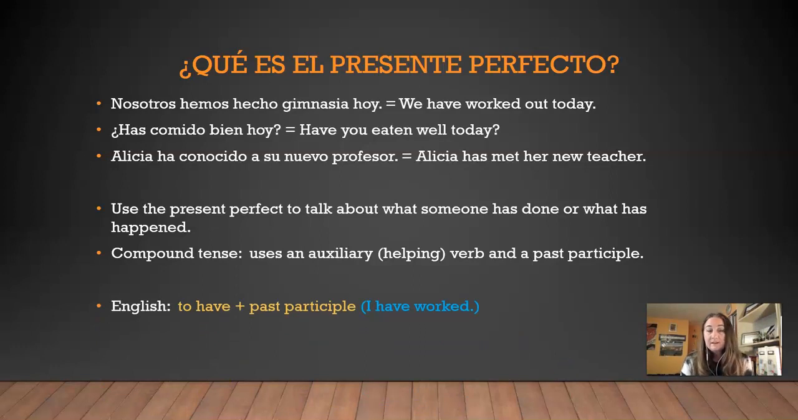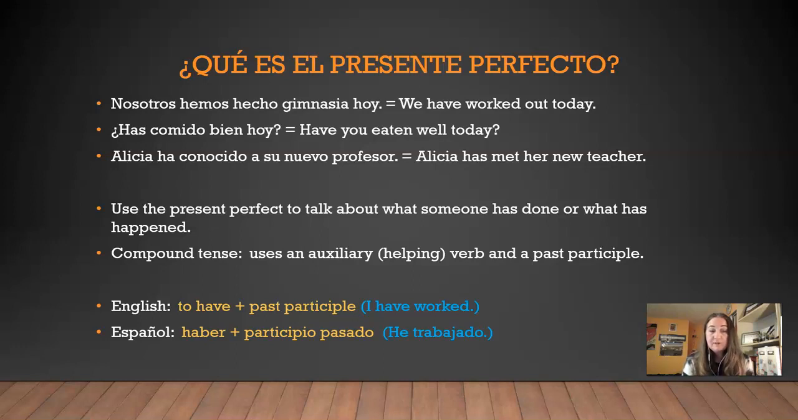So, in English, we form the present perfect by using the verb to have and a past participle. For example, I have worked. In Spanish, we do the same thing. We use the form haber, which means to have, but only as an auxiliary verb. And then a participio pasado: he trabajado.